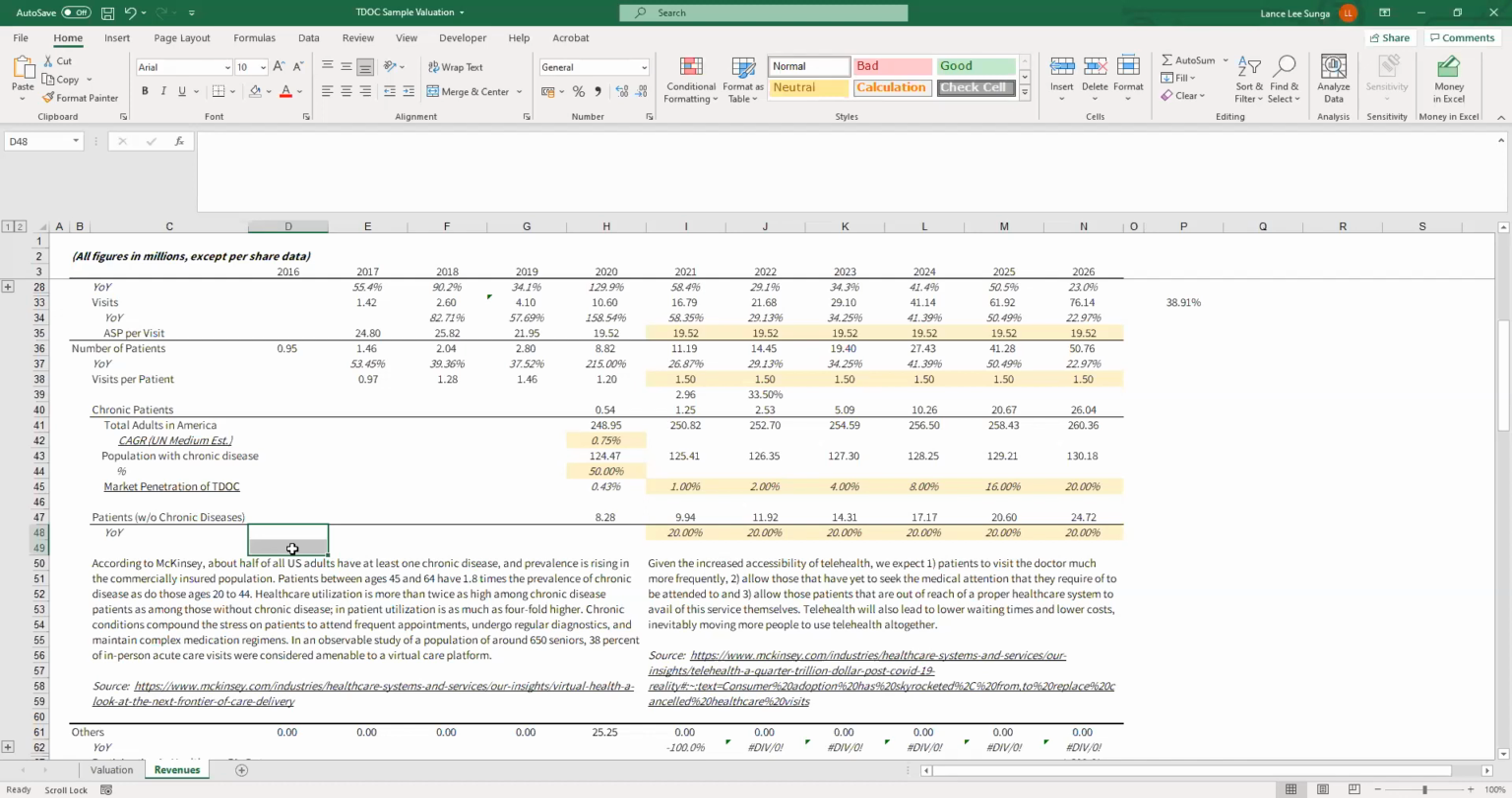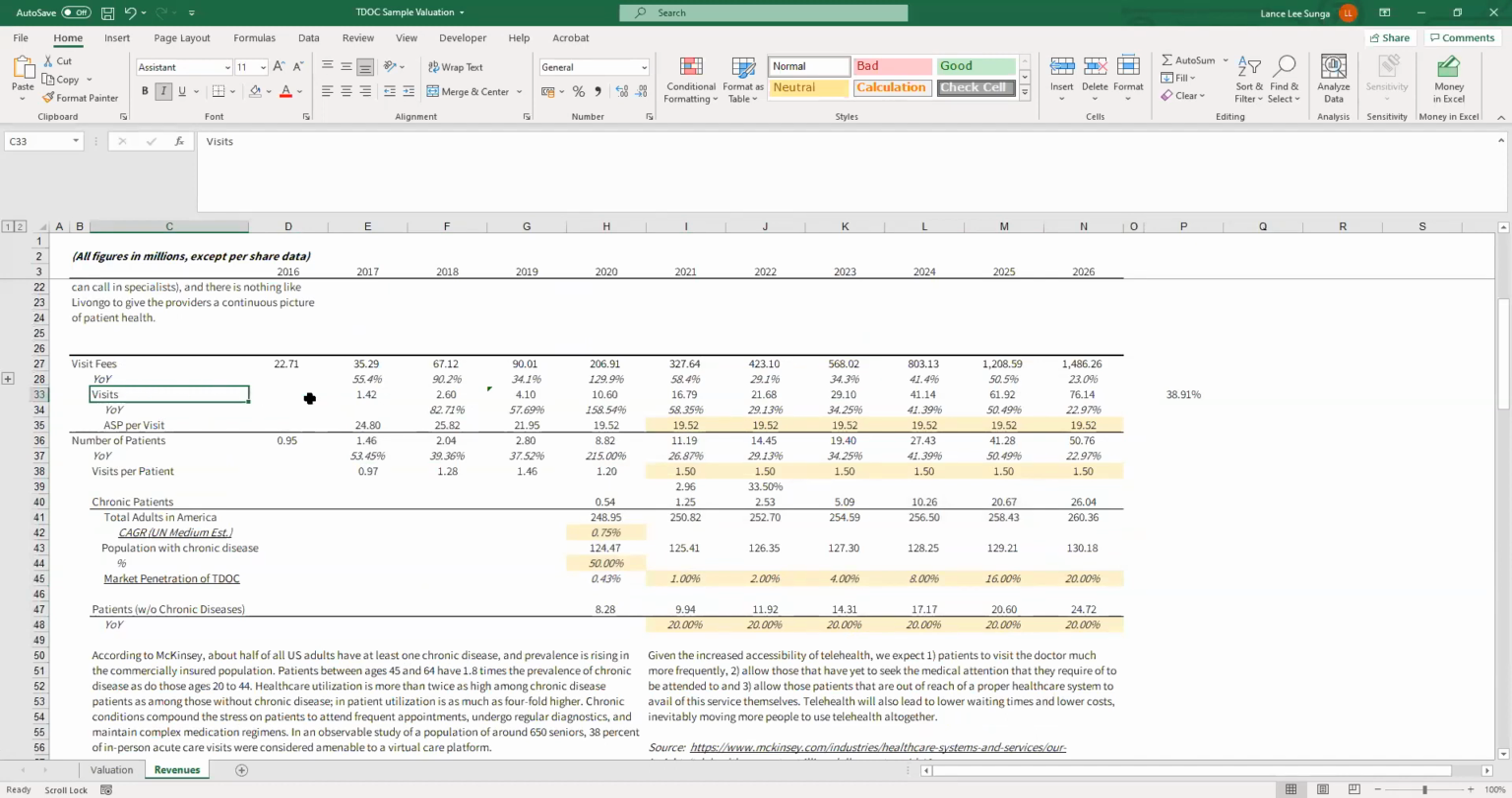Because the doctor would be able to quickly identify if something's going wrong, right? And most of the U.S. population with chronic health diseases aren't subscribed to that yet. And so I aggressively projected the number of patients and their visits, right? Knowing that there is a large untapped market for chronic care, right?